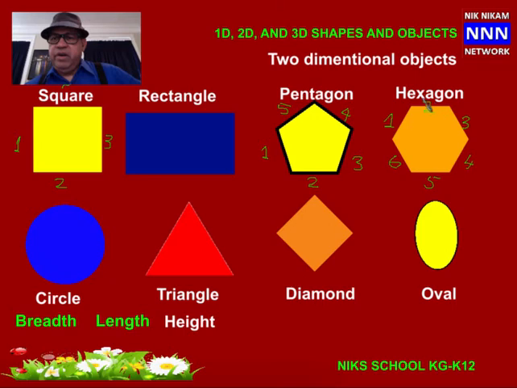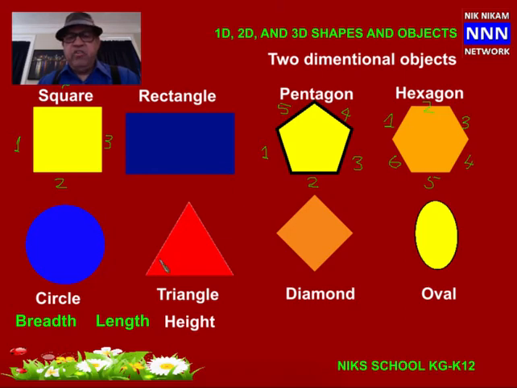Hexagon. Hexa means 6. Hexagon means an object with 6 sides. That is interesting. Okay, let's move to the next object. So this is a circle. You know how a circle looks. Circle is rounded. Now let's look at this one.